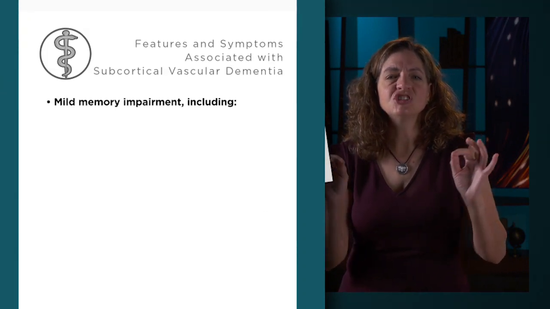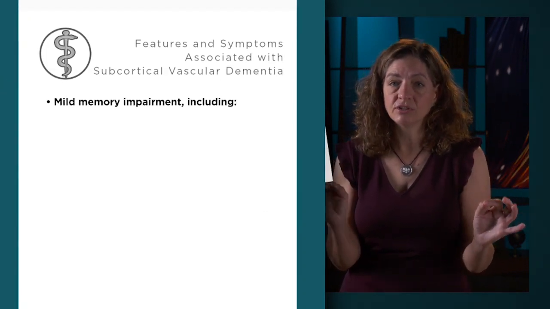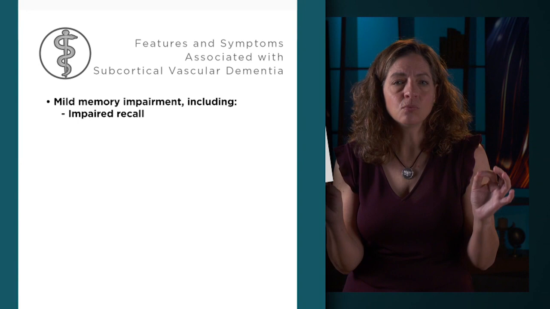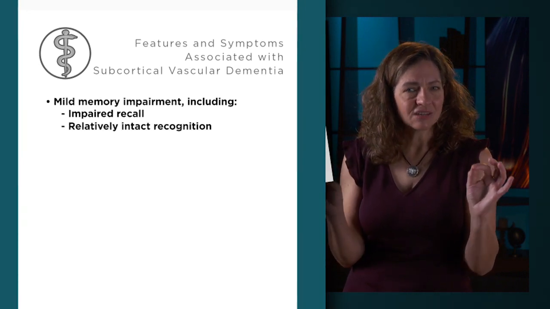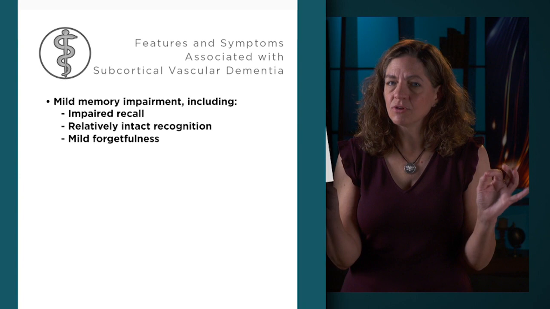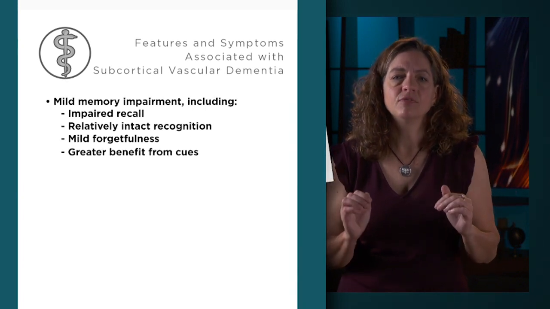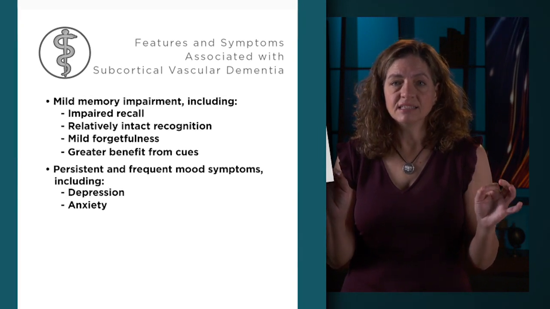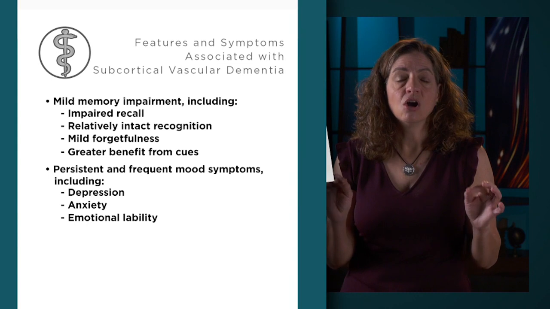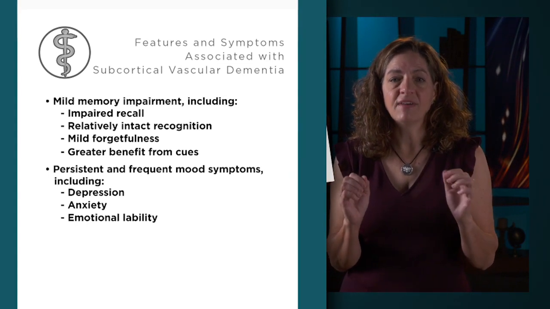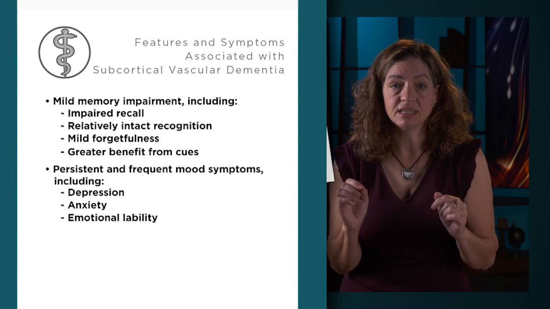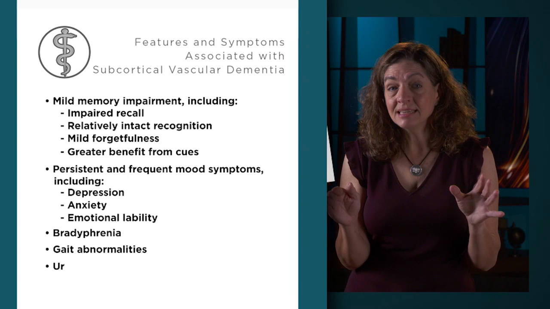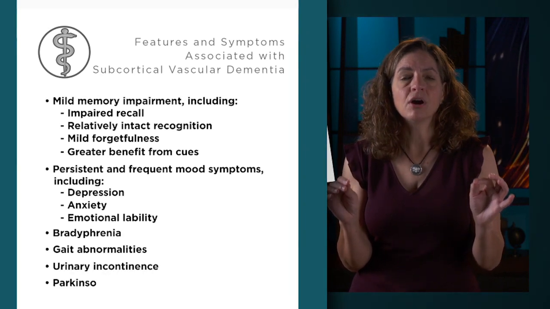Memory impairment is less striking in subcortical vascular dementia than in Alzheimer's disease. It is characterized by impaired recall, relatively intact recognition, less severe forgetfulness, and a greater benefit from cues. However, mood symptoms such as depression, anxiety, and emotional lability are more frequent and persistent in vascular dementia than in Alzheimer's disease. Other symptoms may include bradyphrenia, gait abnormalities, urinary incontinence, and parkinsonism.